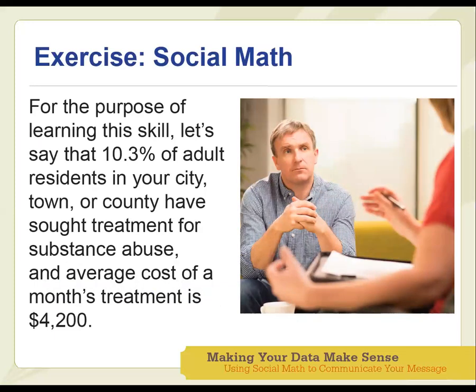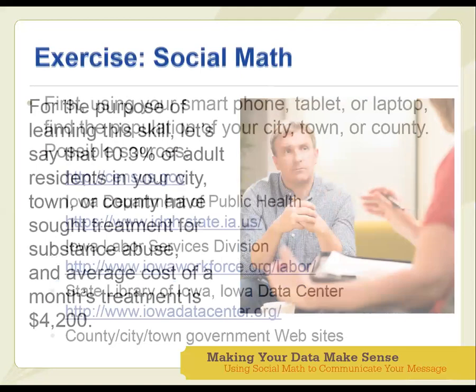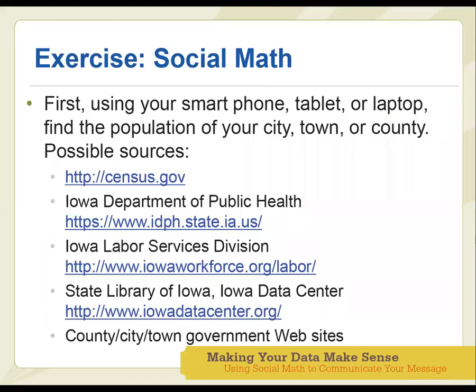For the purpose of this, let's say that 10.3% of adult residents in your city, town, county, or whatever region have sought treatment for substance abuse, and the average cost of a month's treatment is $4,200. And these are just all made up numbers. So by using your smartphone, or your computers if you can use them while you're on the webinar, you need to first find the population of your city, town, county, or region, or whatever you choose. And here are some possible places that might have that information.